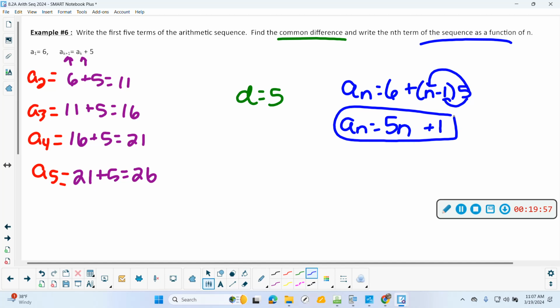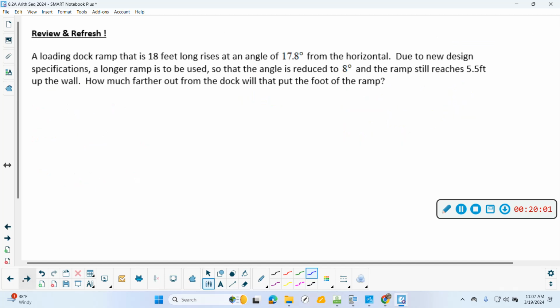Hey, let's review for finals, shall we? Nobody's excited? Where's the enthusiasm, kids? A good word problem? This is gonna be good. A loading dock ramp is 18 feet long. Okay, let me draw that. So ramp, slanted. Angle 17.8 horizontal.